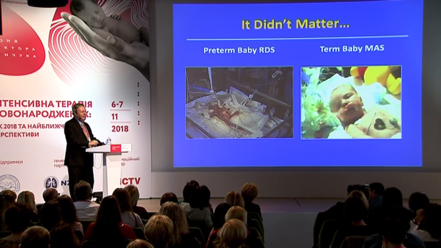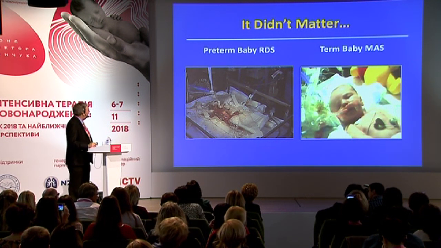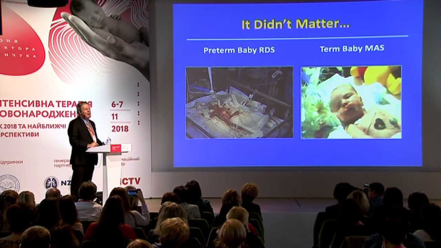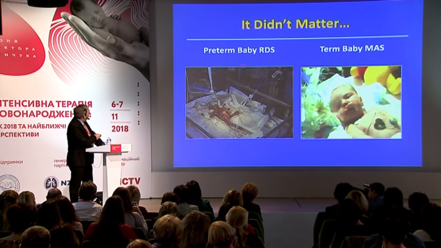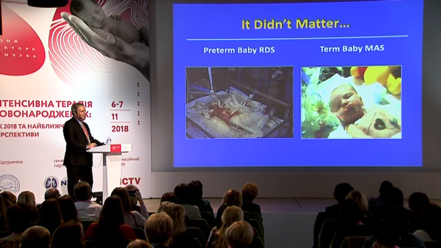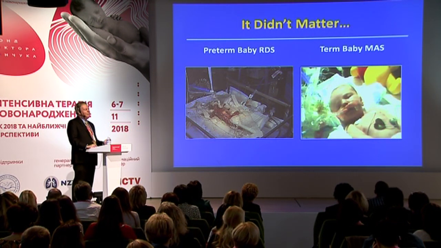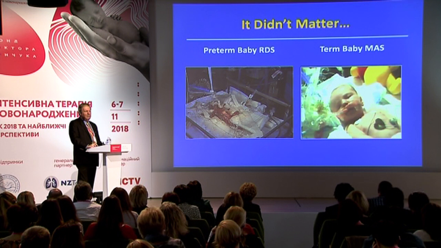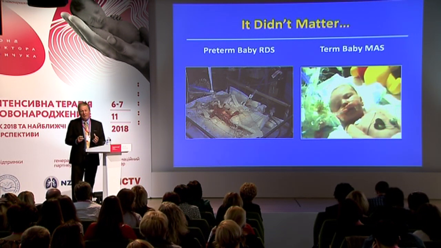Now, when I say it didn't matter what disease the baby had, I think you can all appreciate that there are very significant pathophysiologic differences between our small preterm baby with respiratory distress syndrome, a disease of low lung volume, compared to a term baby with meconium aspiration syndrome, whose pathophysiology is just the opposite, where we have hyperexpansion and increased lung volumes. So if we treat both of these babies the same way, we're doing a disservice to at least one of them.